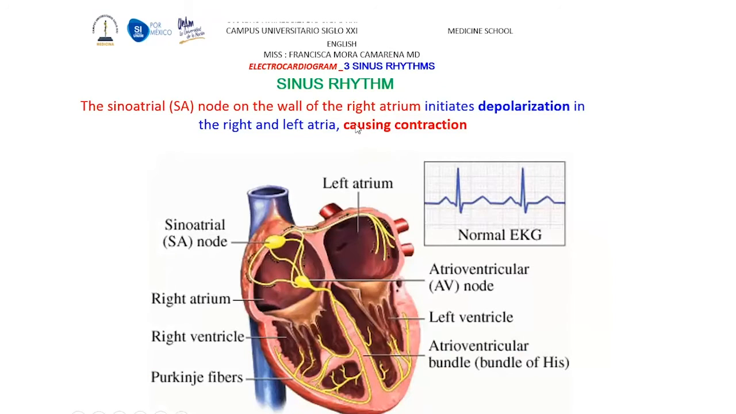Remember when we talk about the sinus rhythm, we said that it is the rhythm that starts in the sinoatrial node, which, as we remember, is located at the right atrium, and that starts with the depolarization in the atria, causing the contraction.